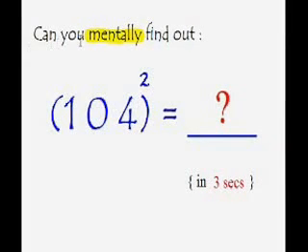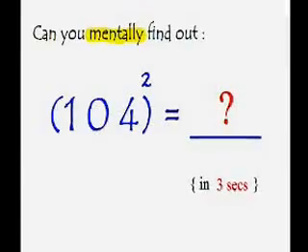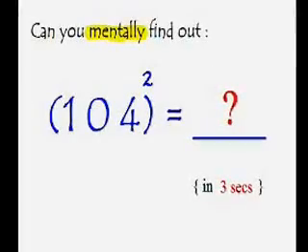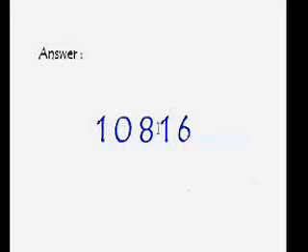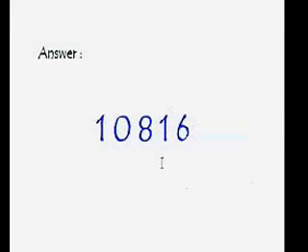Can you mentally find out, and the emphasis is on the word mentally, what is 104 square? You get 3 seconds for that, and your time starts now. Your time is up. The correct answer is 10816. There it is, 10816. And I'm sure that you have got the same answer, because once again you have to use the same base method for squaring the numbers.